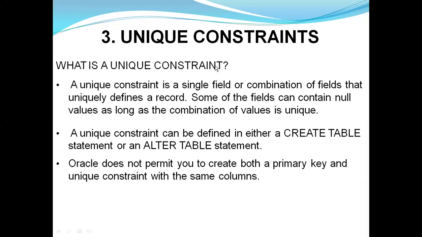After not null, the third constraint is called the unique constraint. Now, what is the meaning of unique? It's very simple. Unique means unique. The difference between primary key and unique is that primary key accepts only unique values, and duplicates are not accepted. Unique constraint also accepts unique values. But the difference is that the unique constraint allows null values, whereas primary key does not allow null values. Very simple here.